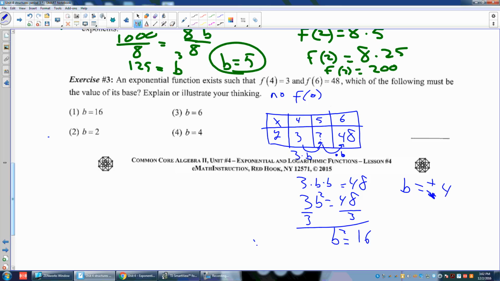Why doesn't it equal the negative value? Because exponentials are not step functions. They're not flying back and forth between the positive values and negative values. It's just going to be positive 4. Let's take a look at the next page.